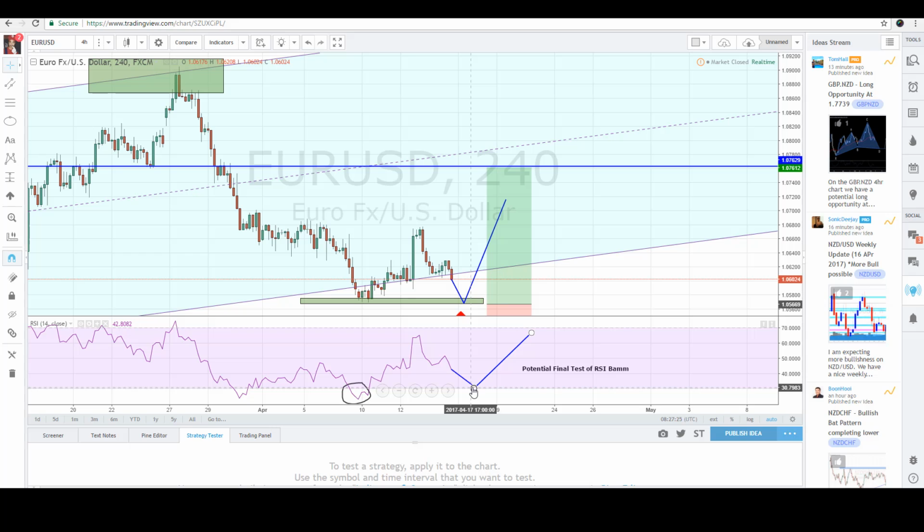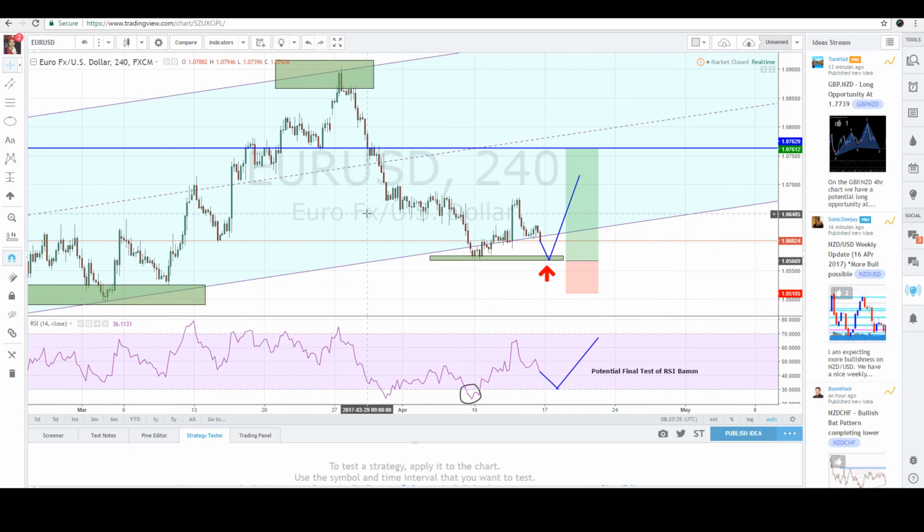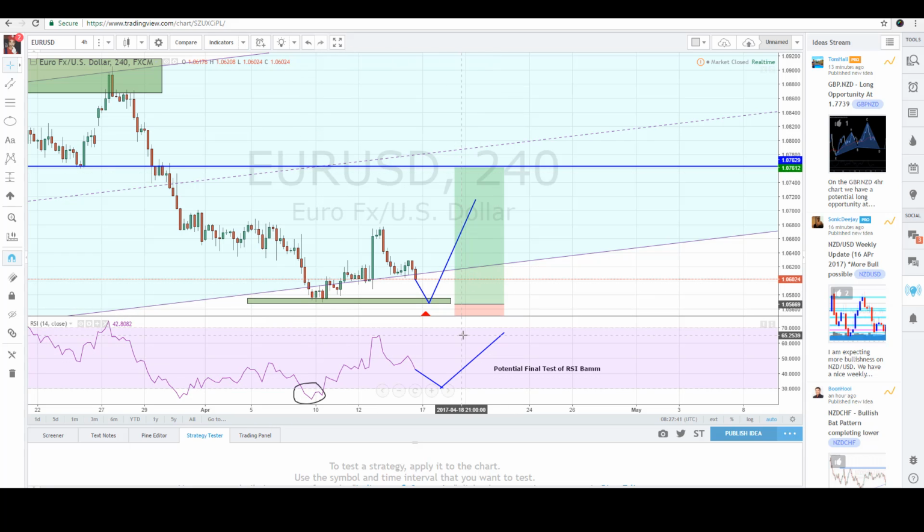And once the price reverses and gets back up above the oversold zone on RSI, that's our trigger to go long. That's called the RSI Bamm trigger. So in this case, I'm going with the daily channel, and I have RSI Bamm at the low of the channel. So next week, a few things could happen.